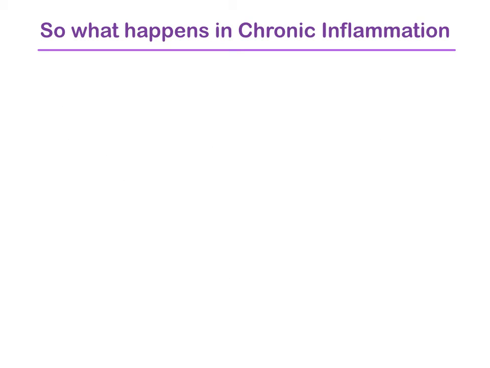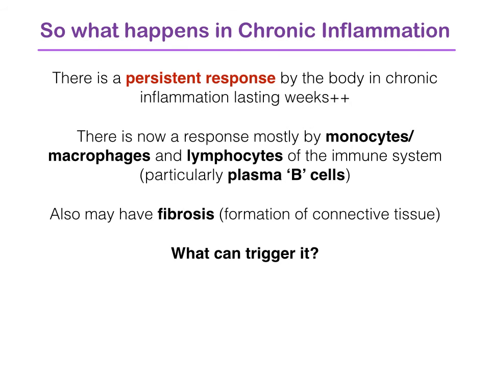So what happens in chronic inflammation then? Well, more or less exactly the same processes, but it's a persistent response by the body, and it can last weeks, months, or years in chronic disease. It's a response that's actually controlled by monocytes and macrophages and lymphocytes, and the macrophages effectively take on the role that the neutrophils did, because macrophages are really good cellular killers.